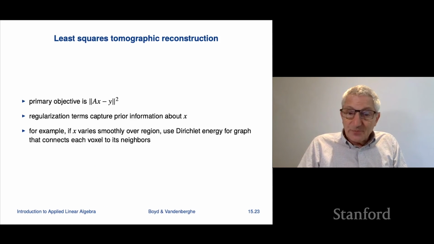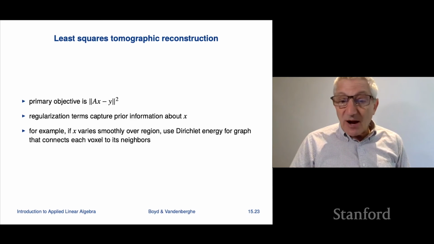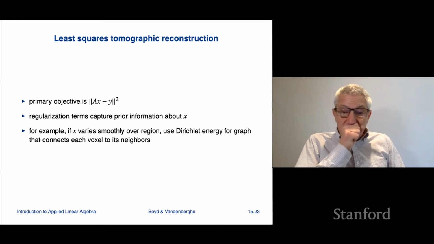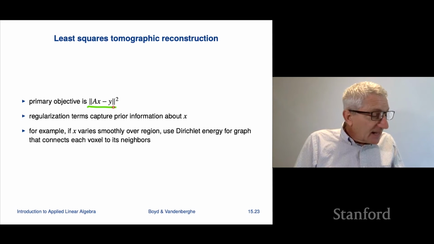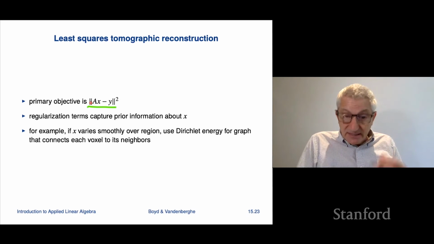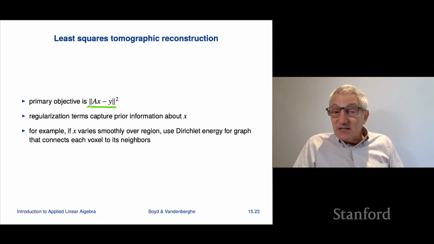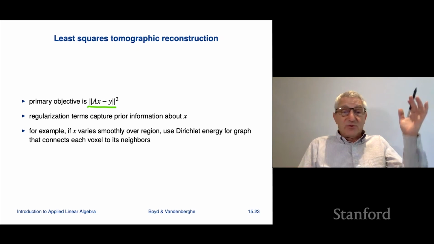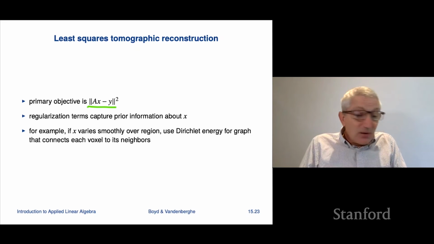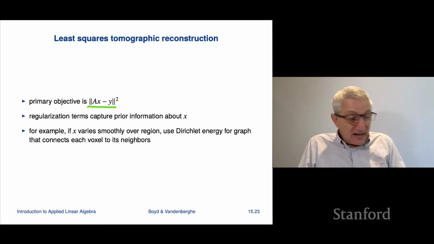Right? So, okay. Least squares tomographic reconstruction goes like this. The primary objective is something like that. A is our measurement model. It tells us specifically how x would map to y, right? And so x is the values at the pixels or voxels, and y is the observed line integrals through the medium. Now we add to this regularization, and it would capture prior information about x.